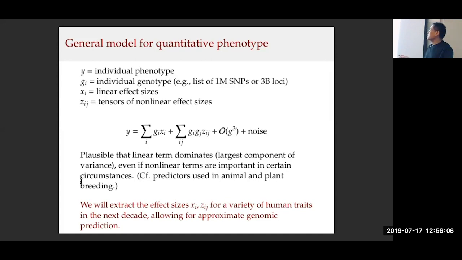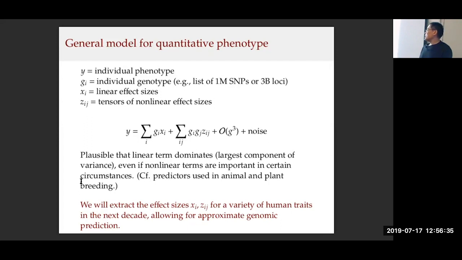So the most general model you could write here. Let G be the information from your genome, like a list of what variants you have at a million different locations. Effect sizes X and Z: X are linear or additive effect sizes, and Z are nonlinear ones, which involve gene-gene interactions. You're trying to solve for X and Z. You have the G information for a bunch of individuals, and you have the phenotype Y for a bunch of individuals. And so the whole process is just to invert this to get X and Z.